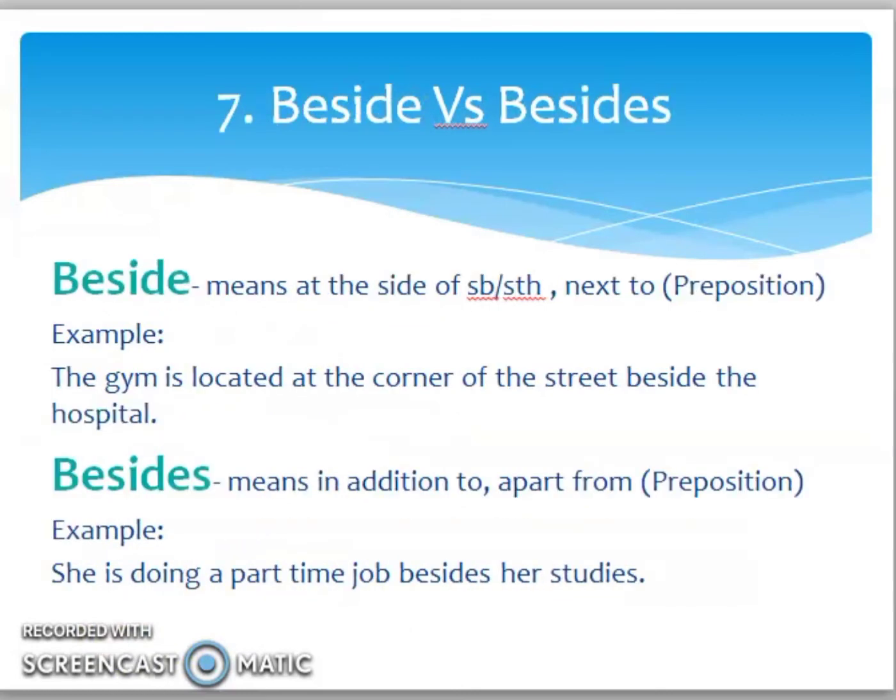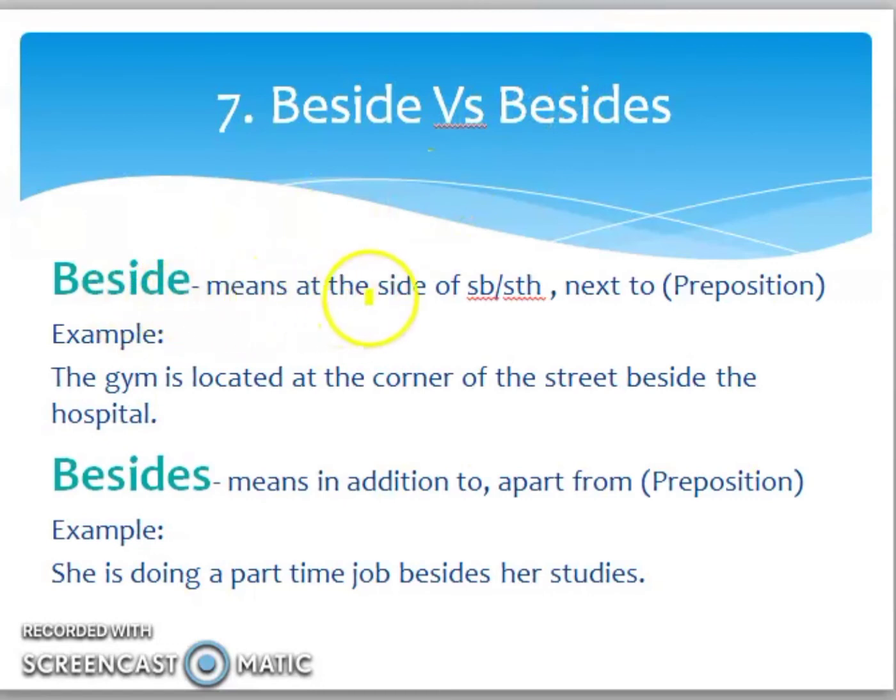Moving to the next, beside versus besides. Now, I've seen that sometimes students generalize, saying that it's almost the same. No, it's not almost the same. Both the pairs differ from each other, right? Now we can see that there is an addition of s here. Now this is magical. It changes the meaning completely.